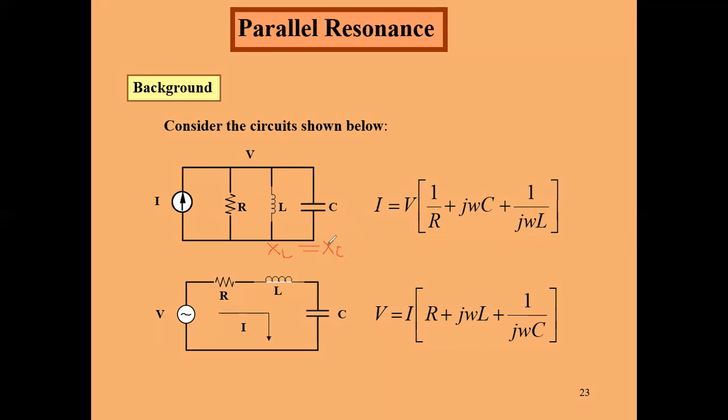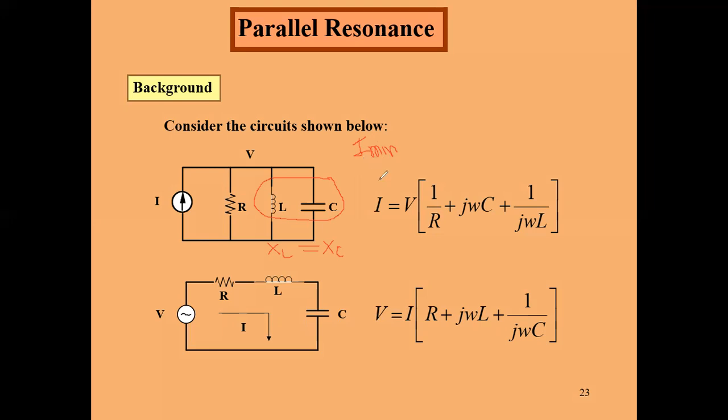The parallel resonance is opposite to the series resonance circuit. Always remember that in parallel resonance, when XL is equal to XC, these two components have very large values. So at parallel resonance the current is very small, the current value is minimum, whereas in series resonance the current value is very large.